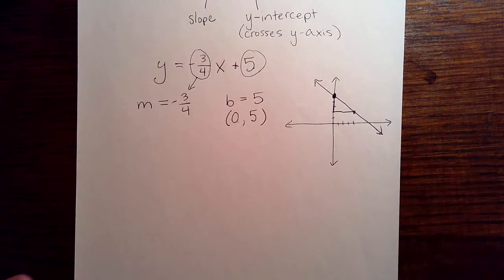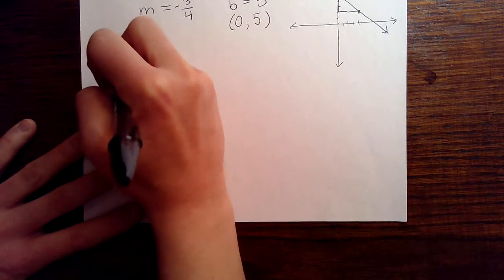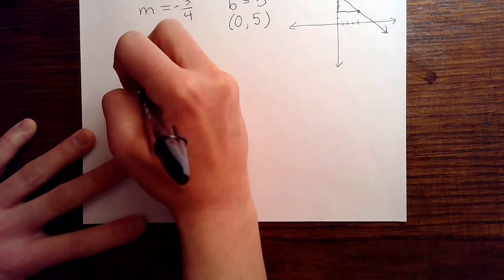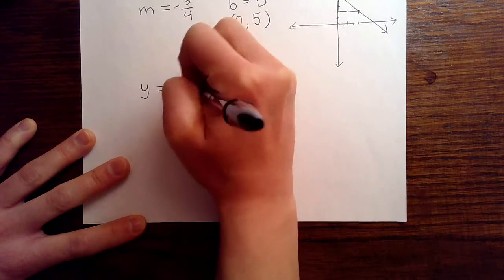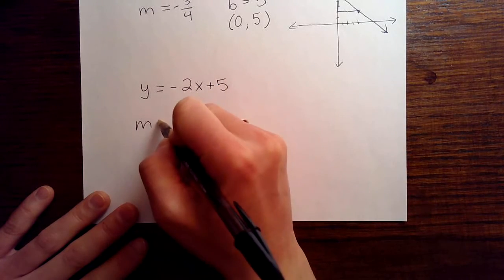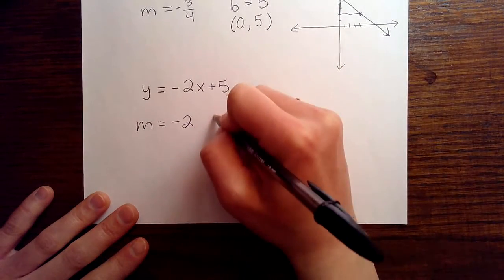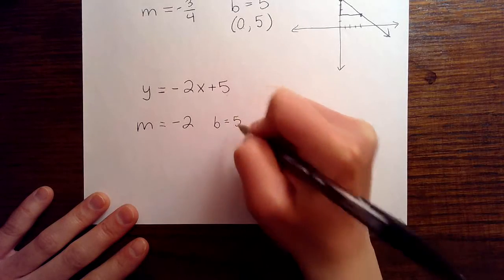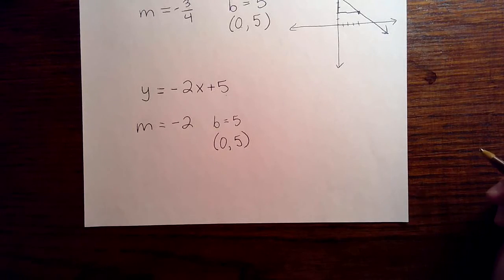Okay, so let's see if we can do that again. This is a new example, and it's actually one of the problems from your homework: y equals negative 2x plus 5. I want to know the slope and the y-intercept so that I can graph them. Here again, the slope is the number in front of x. And the y-intercept, in this case, is 5, or the coordinates 0, 5. It won't always be 5.